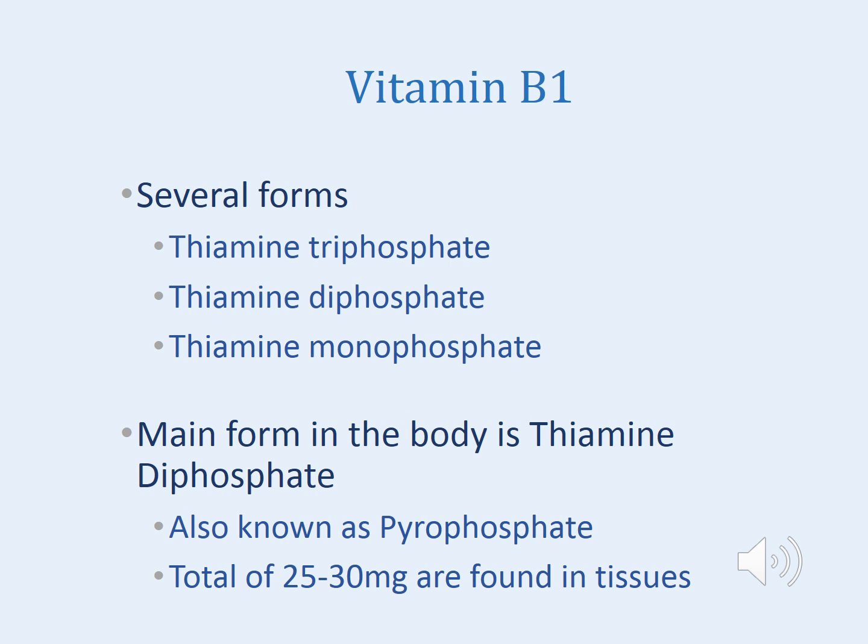So let's take a closer look at vitamin B1. There are several forms of the vitamin, thiamine triphosphate, diphosphate and monophosphate. However, the main active form of the vitamin in the body is thiamine diphosphate, otherwise known as pyrophosphate. This is essential for energy metabolism and DNA synthesis. In healthy adults, around 25 to 30 milligrams of pyrophosphate is found in the body tissues at any one time. And as we've previously discussed, thiamine is water soluble, so it's not stored in the body. Each day, the amount needed has to be consumed, or functionality will not be optimal.